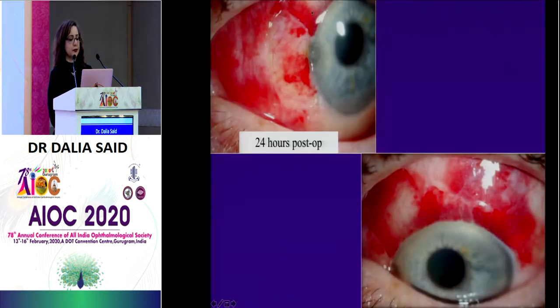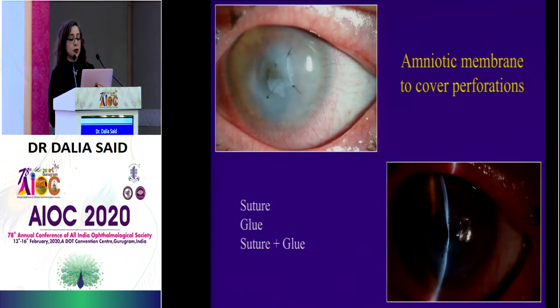And here you can see it's 24 hours post. It swells a little bit, then it settles down after the reperfusion of the blood vessels. You can also use fibrin glue when you're doing a multi-layer amniotic membrane. So you put a tiny bit of fibrin between the layers, but we usually tend to suture the most top layer.